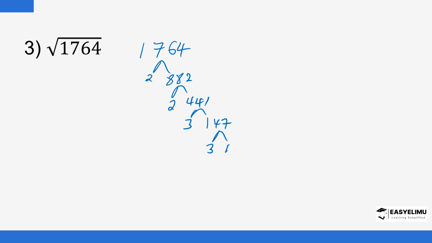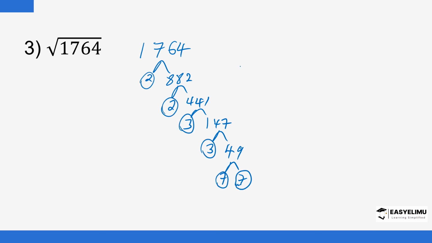So there is another one here. You will do the same thing. So 1764. Again, this number is divisible by 2. 8, remainder 1, 8, 2. 2 again, 4, 4, 1. Now this is not divisible by 2, but by 3. So 3 goes there, 1, 4, 7. 3 again, 4, 9, now 7, 7. So these are the prime factors.